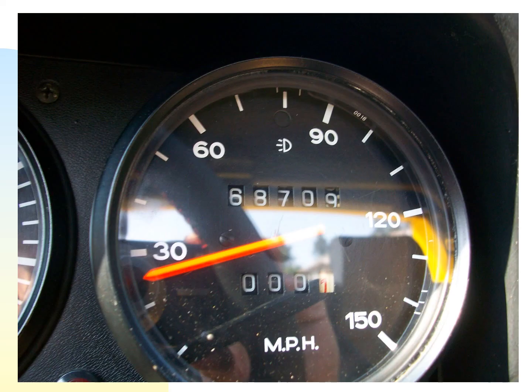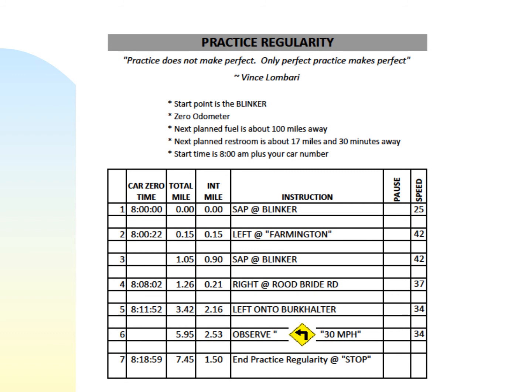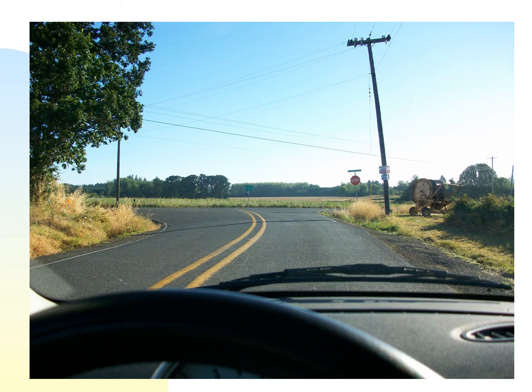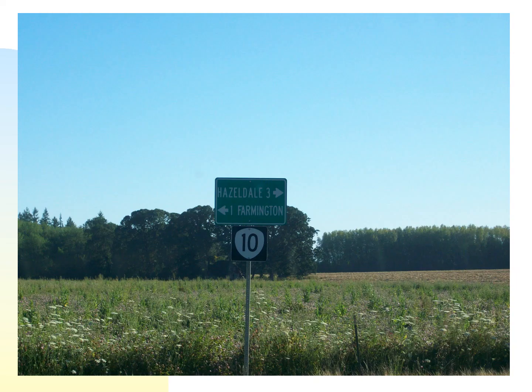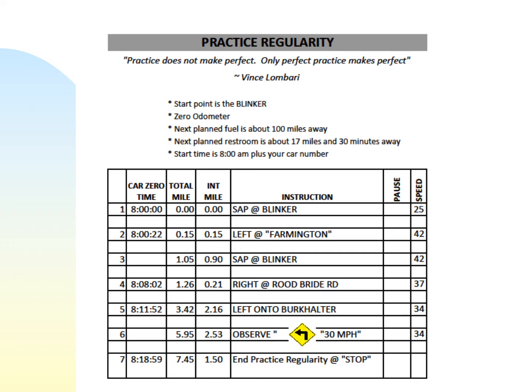So we leave there, we're doing our 25 miles an hour, and we start looking for left. Left at Farmington should come up at about 0.15. So we approach this intersection. We look at our odometer, it's 0.15. We look at the sign, it says Farmington. So we're going to go left at sign reading Farmington, and we'll start averaging 42 miles an hour. Now that we've done that, we start looking for instruction 3, straight as possible at a blinker at about 1.05.